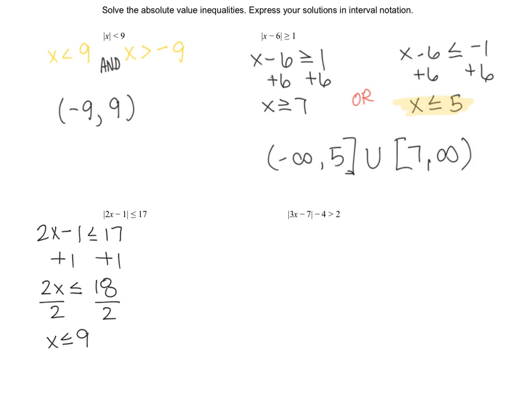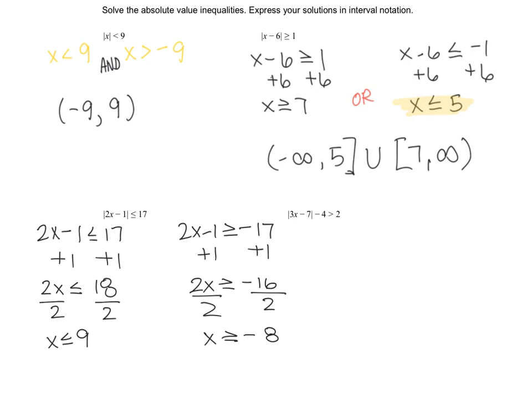Second inequality, we're going to set it up as 2x minus 1 greater than or equal to negative 17. The steps to solve are exactly the same. I'm going to add 1 to both sides. We're going to get 2x is greater than or equal to negative 16. Divide both sides by 2, and we get that x is greater than or equal to negative 8.